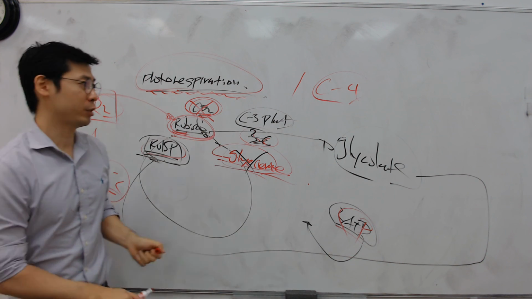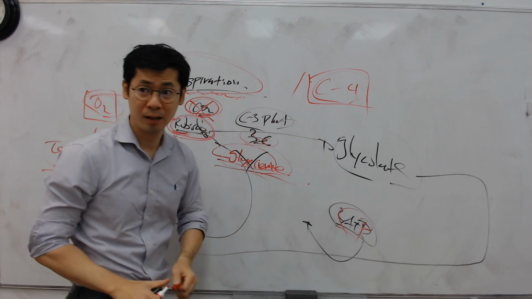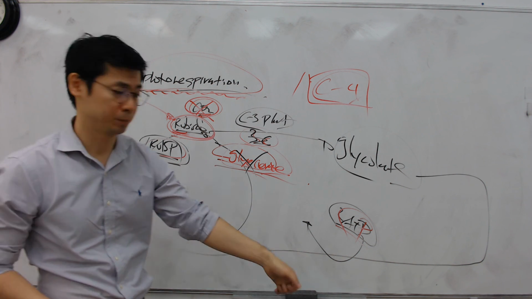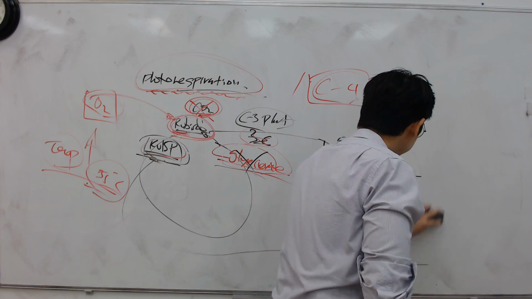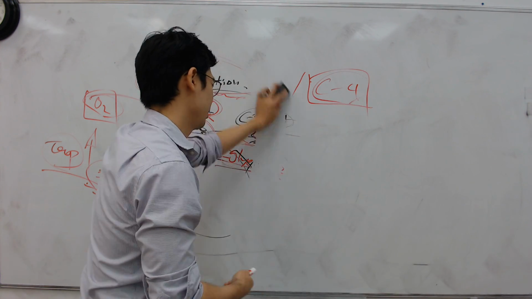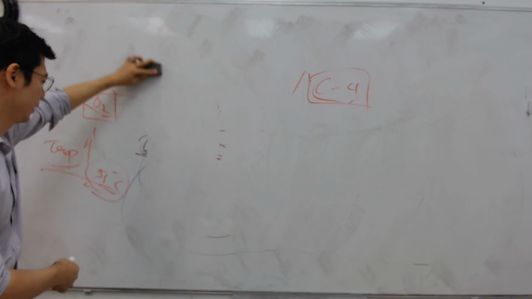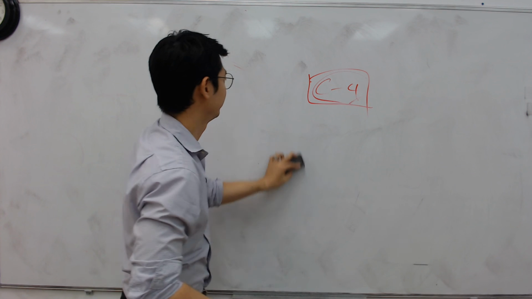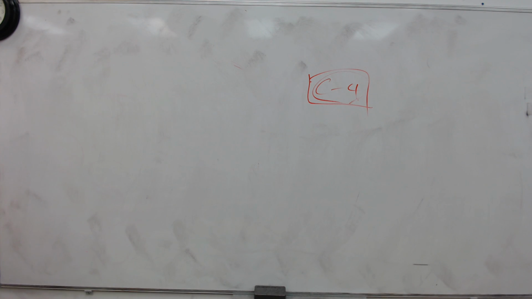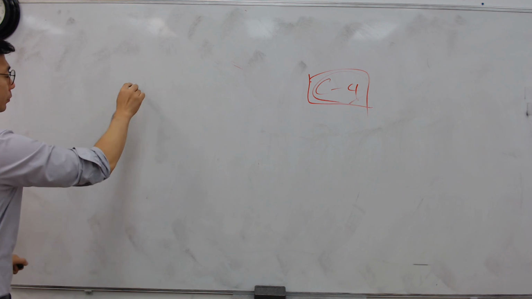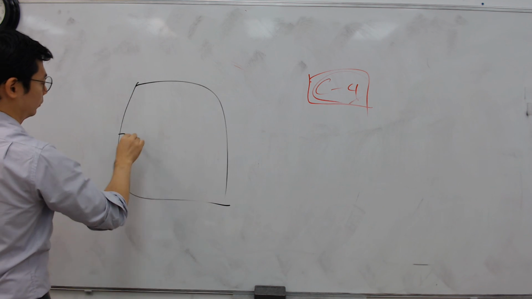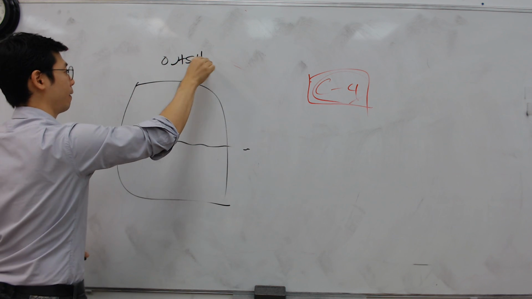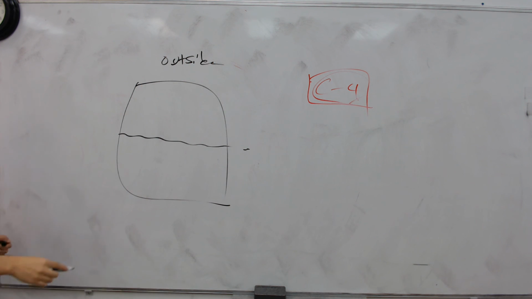But now, there's something called C4 plant. Which is what, guys? They have a different way to fix CO2. So you gotta at least know C3 or C4. So C4 plant, guys, they have a mechanism, okay? This is the outside. This is the inside of the plant.